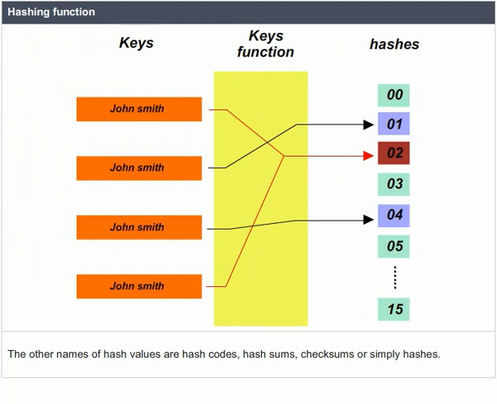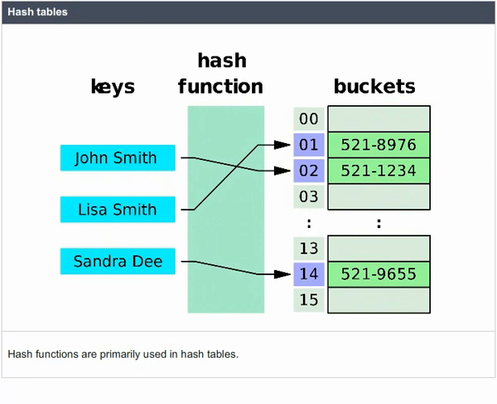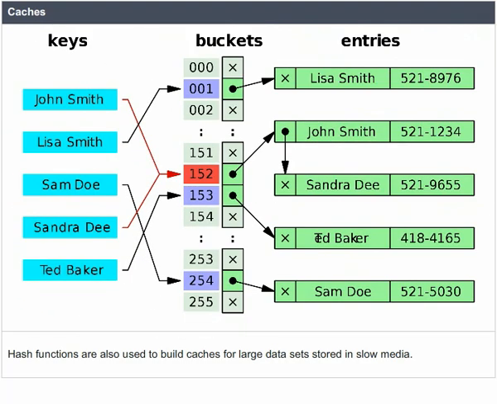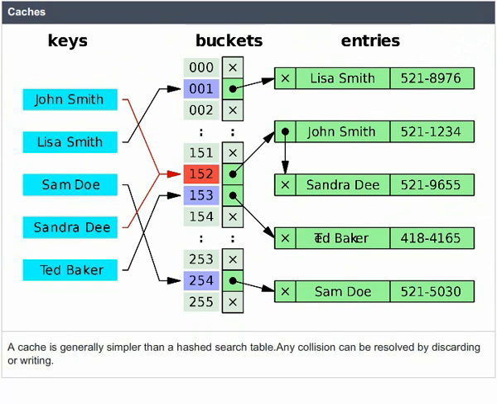Hash tables. Hash functions are primarily used in hash tables. It quickly locates a data record given its search key. Example, a dictionary definition. Caches. Hash functions are also used to build caches for large data sets stored in slow media. A cache is generally simpler than a hashed search table. Any collision can be resolved by discarding or overwriting.